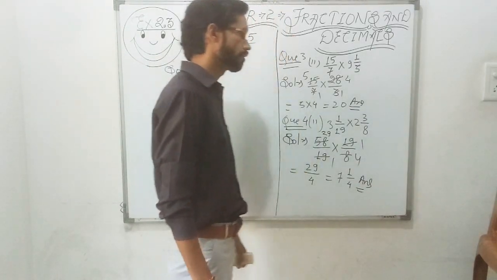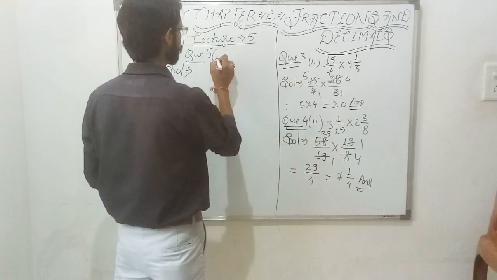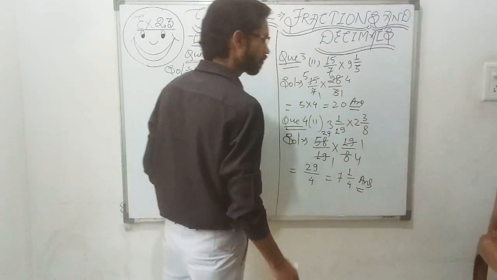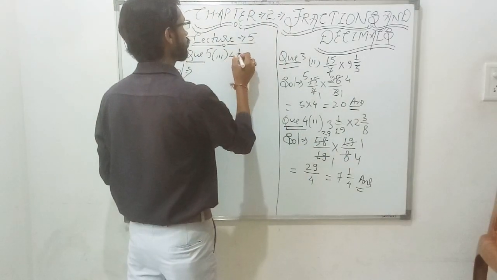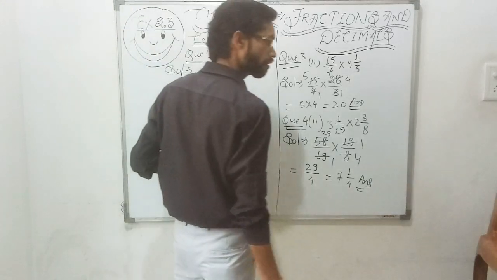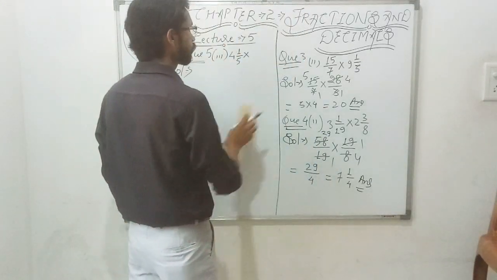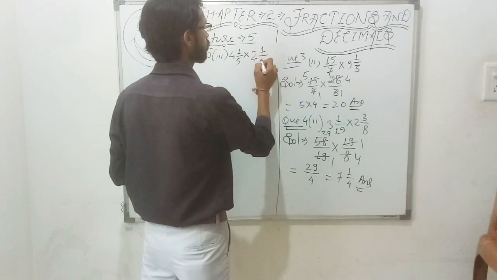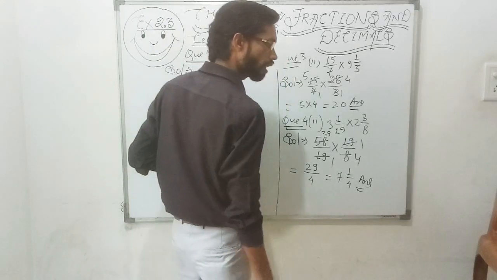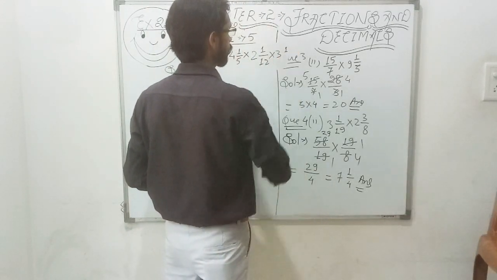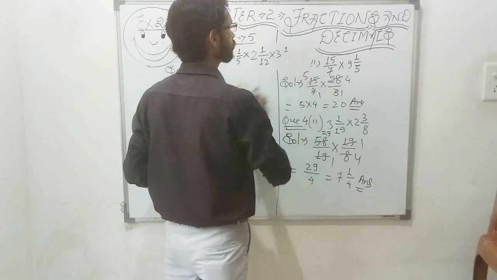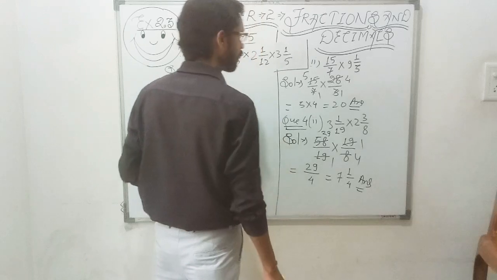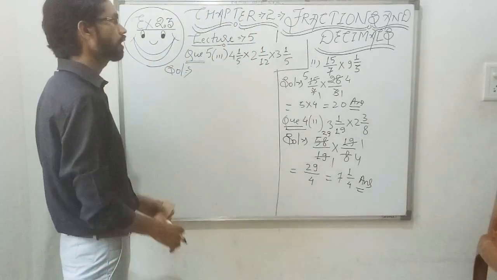That is the third one. As the third one is saying, question number 3: 4 and 1 by 5 multiply 2 and 1 by 12, 2 and 1 by 12 multiply 3 and 1 by 5. I'll rub this here. 3 and 1 by 5. Okay, so it's not a big deal.